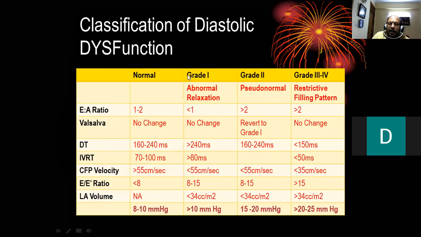Now, what does it mean? Normal LA pressures are 8 to 10 millimeters of mercury. As the LA pressure rises, grade 1 is more than 10, grade 2 is 15 to 20, and more than 20 is grade 3 or grade 4. So once LA pressure rises, it will reflect to the RA, RV, and then to the IVC. It means that the higher the LA pressure, the more the chances of the patient developing congestive cardiac failure.